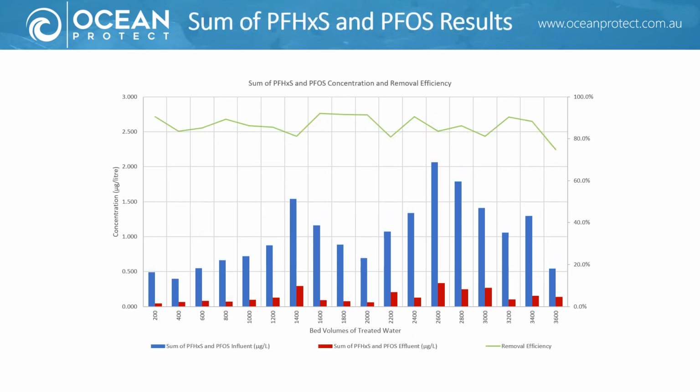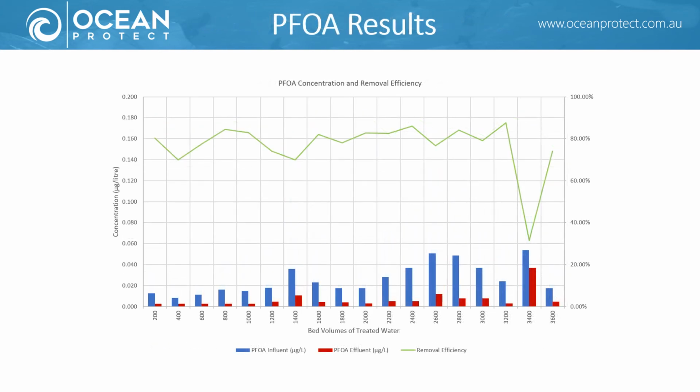The sum of PFHxS and PFOS had an average influent and effluent concentration over the duration of the study of 1.03 and 0.143 micrograms per litre respectively, and a median concentration for the influent of 0.971 and 0.114 micrograms per litre for the effluent. The influent PFOA concentration of the dam was not above the Australian Drinking Water Guidelines. However, continued removal occurred across the 3,600 bed volumes of treated water for PFOA.